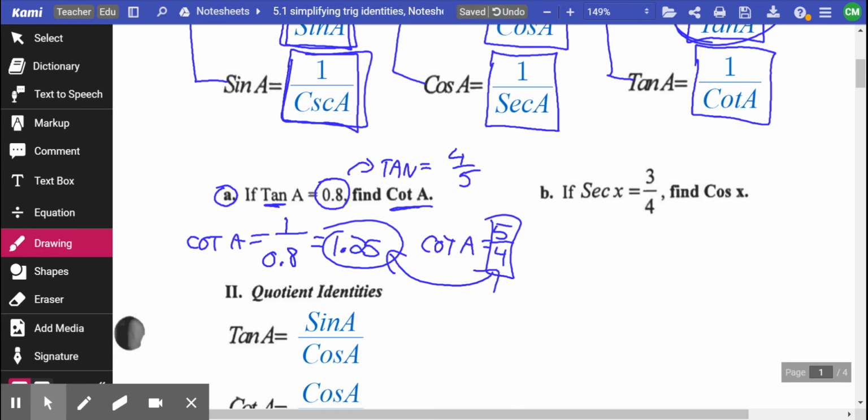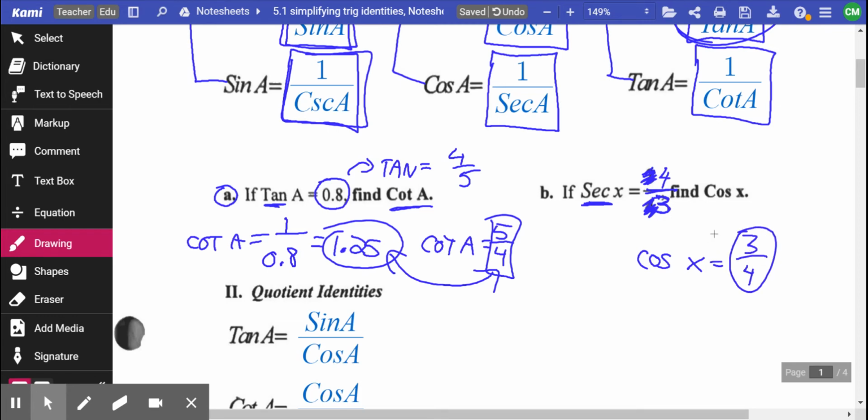Now, when I move to B, this is actually a typo because remember the parabola's secant is always bigger than 1, or the other parabola that goes down, it's less than -1. So this can never equal 3/4. Let's just say it's 4/3, because that's bigger than 1. Now to get cosine, it's the reciprocal of secant. So very, very simple. It's actually what I just drew over right there. You just flip the 3/4. Or excuse me, you flip the 4/3 to give you the 3/4.